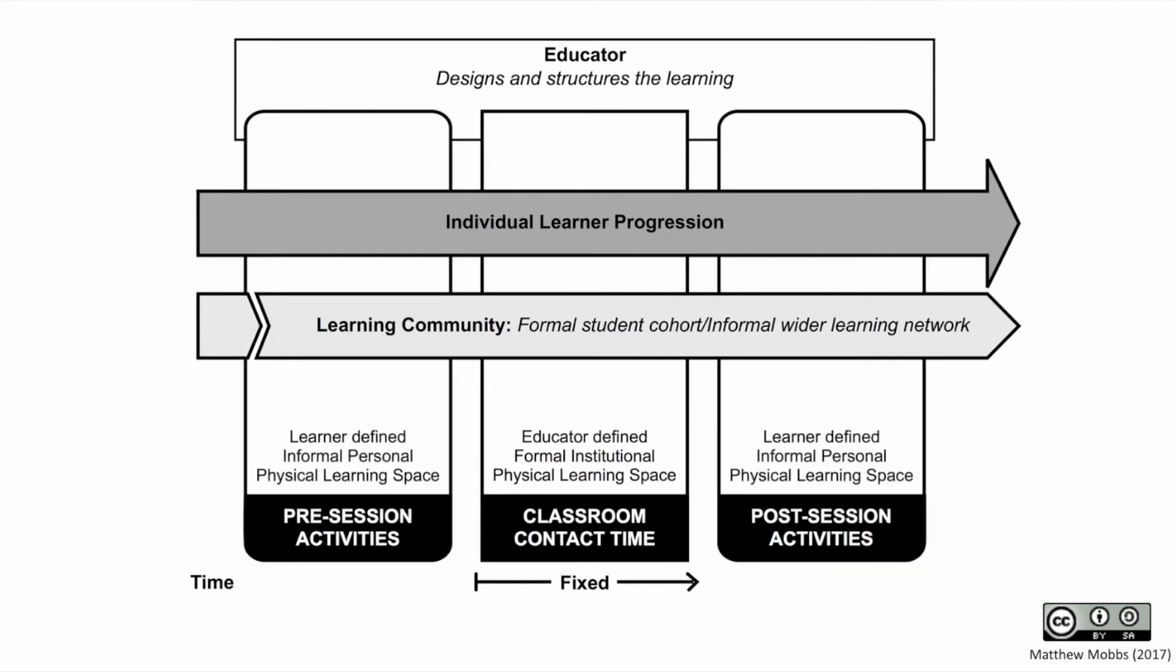They may choose to study in formal institutional locations, such as the library, or they may study in informal environments, such as at home or in social places like cafes. Time is also something that is defined by the learner during these phases, and is made up of two variables. The first is how long the learners choose to spend undertaking these activities, and the second is how far in advance of the classroom contact time they choose to undertake those activities. Both of these time variables will have an impact on the success of the learner within the flipped learning experience.